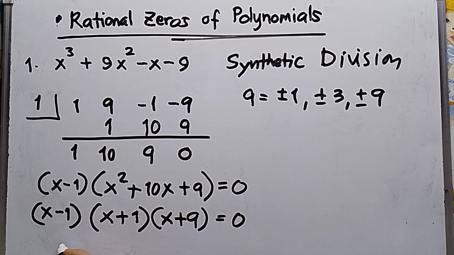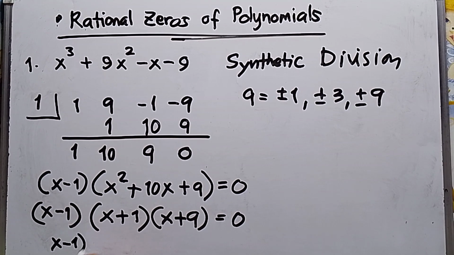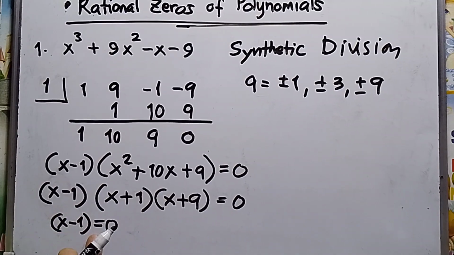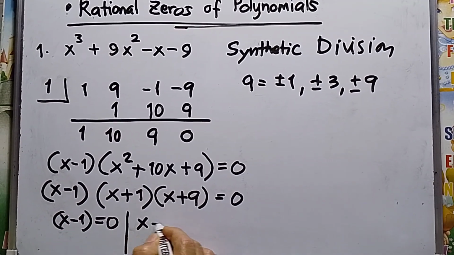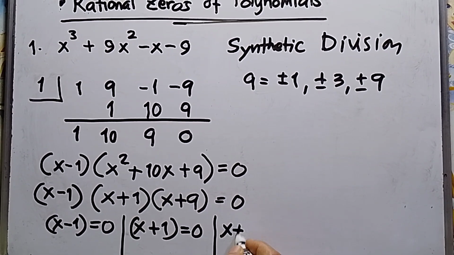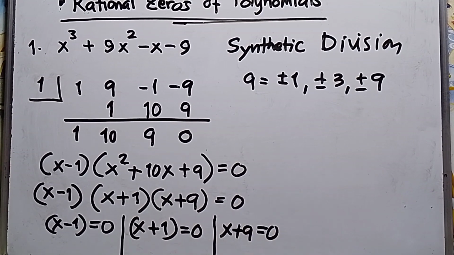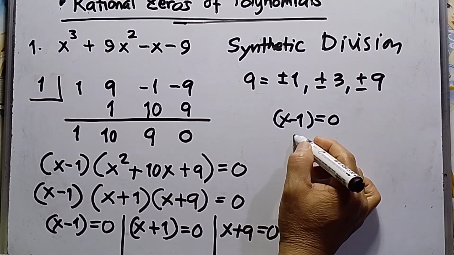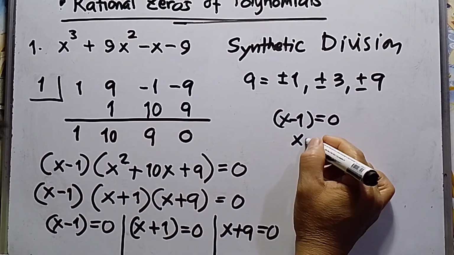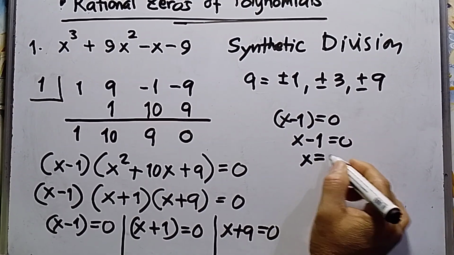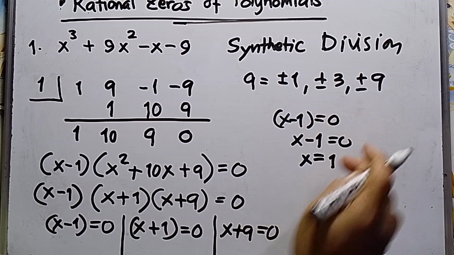So, I have here x minus 1 is equal to 0. So, I write individually equal to 0. And then x plus 1 is equal to 0. And then next will be x plus 9 is equal to 0. Okay, so for the first factor, x minus 1 is equal to 0. So, x is equal to 1 because this negative 1 transposes to the right.